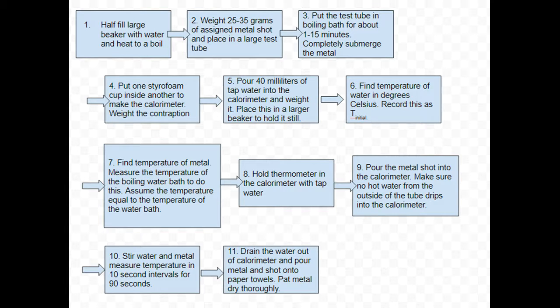Make sure the hot water from the outside of the tube does not drip into the calorimeter. Stir the mixture and measure the temperature in 10-second intervals for 1.5 minutes. Once your data is collected, use the equation for heat to determine the specific heat of your mystery metal and find what that metal is.